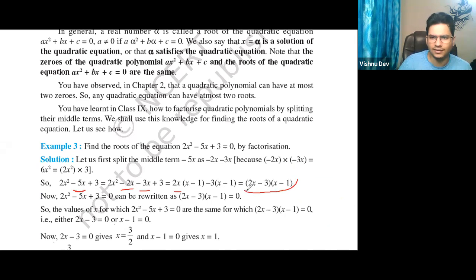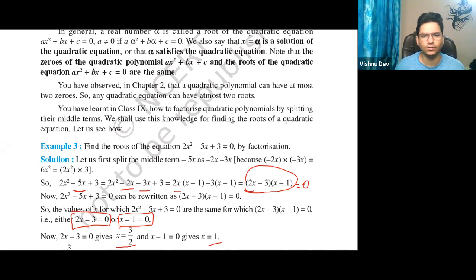This is the answer. Now this is equal to 0. So either 2x minus 3 is equal to 0 or x minus 1 is equal to 0, right? So Kishore, your answer is correct. So either 3 by 2 or 1. Yes or no? Everyone got this? Raise your hand.